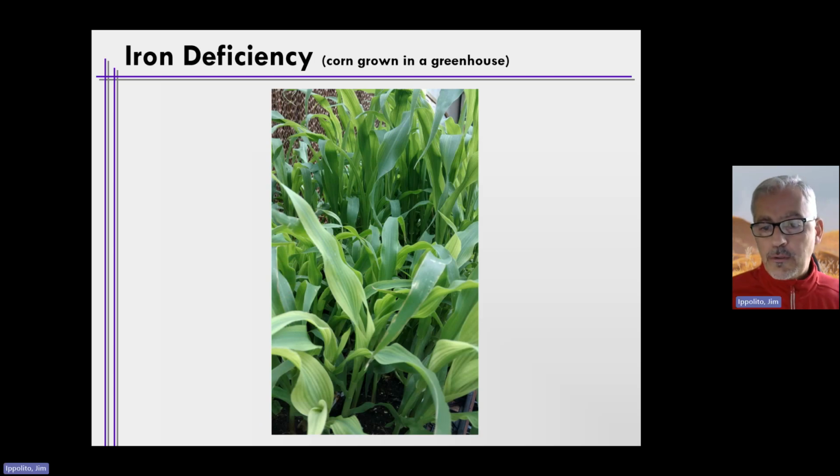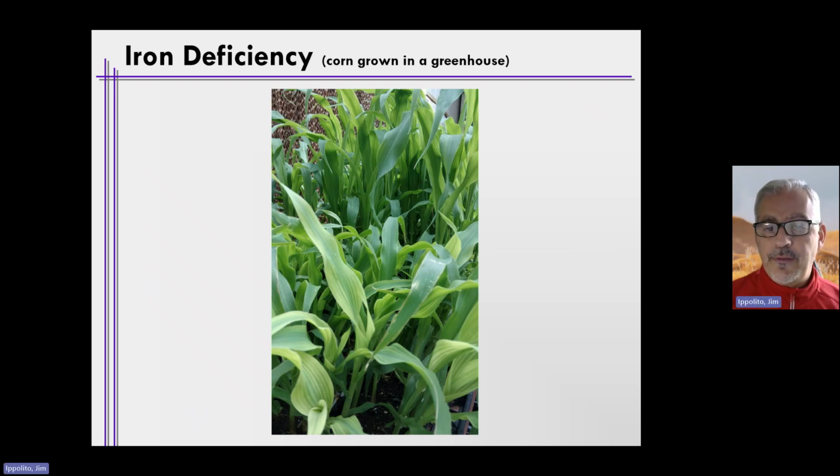This is also corn. I really like this picture because I had a student share it with me. This is corn growing in a greenhouse, in really, really small pots. They're likely root bound and they're running out of iron. They really need to be planted in the field. And so these leaves are showing a pretty severe iron deficiency symptom.